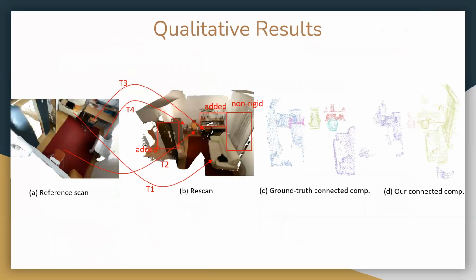Let's move on to some visual results. The first two columns illustrate the two given scans. Ground truth changes are highlighted in red. The third column presents the ground truth connected components, and the fourth are extracted connected components. From the figure, it is clear that the proposed method has successfully discovered most of the rigid, but also parts of the non-rigid changes, such as the curtain.